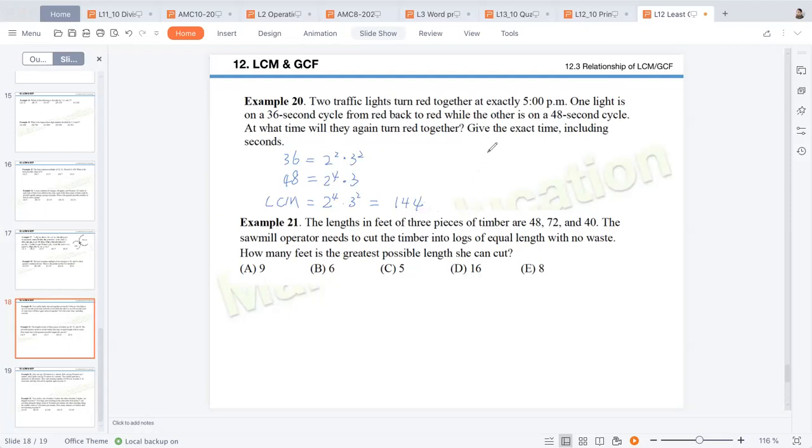So we need to know the change to minutes and seconds. So I change this to minutes and seconds. This equals 2 and the remainder is 24. So we know the next time is 2 minutes and 24 seconds later. Great. Thanks, Aaron. So think about it. Next question.